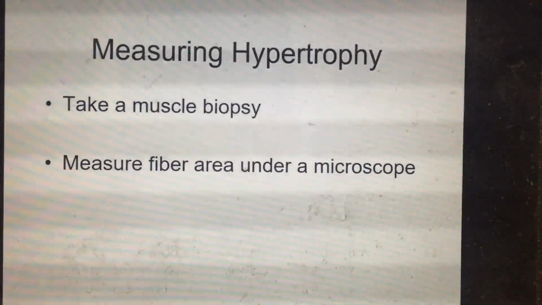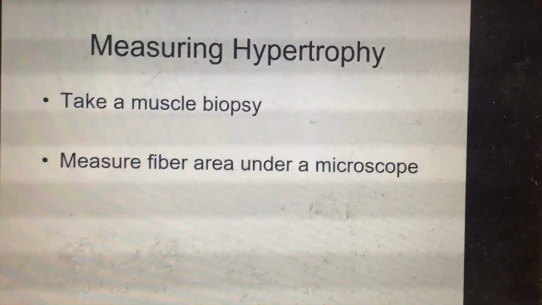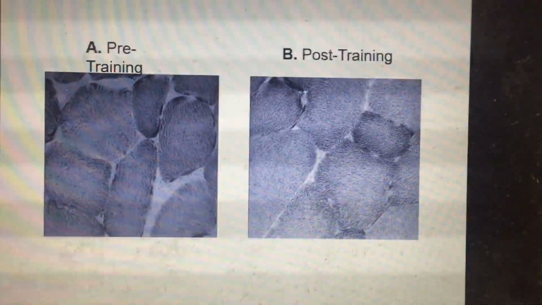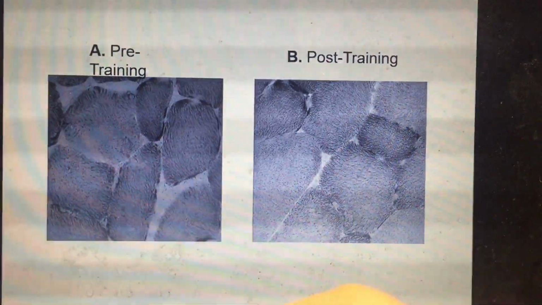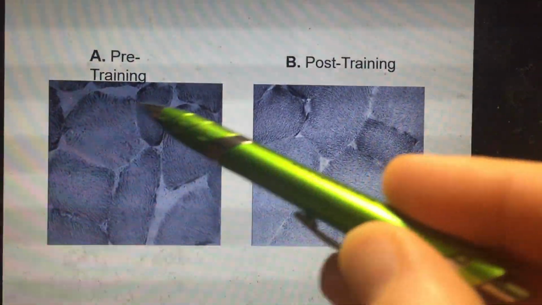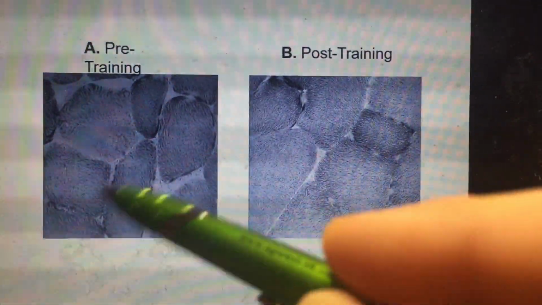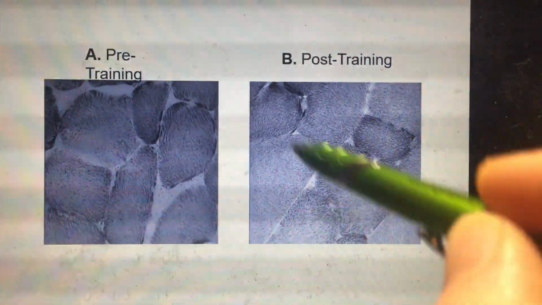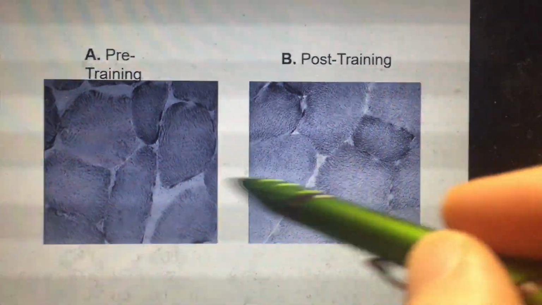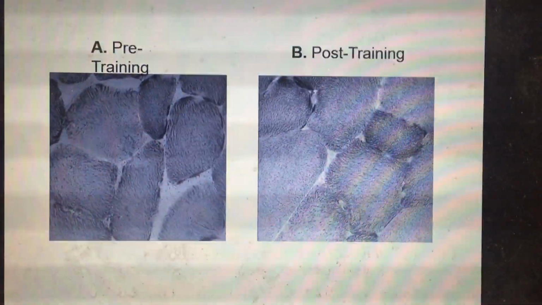Measuring hypertrophy is quite simple. You can take a muscle biopsy and you can measure the fiber area under a microscope. So this is an example of, I think, 6 weeks of high intensity strength training. This is just the cross sections of muscle fibers under a microscope. You can see from pre-training to post-training how the muscle fibers are larger in size. So this is an example of muscle fiber hypertrophy.